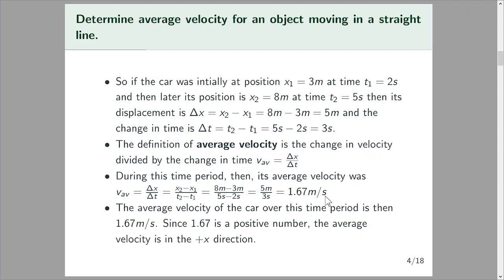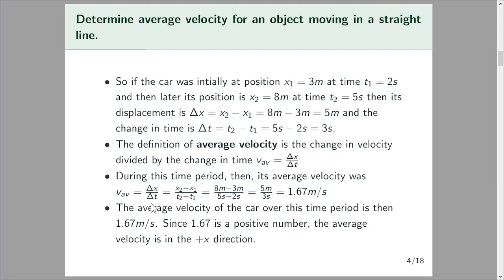or 1.67 meters per second. Notice when we did this, we calculated a velocity, and we got the units we expected to get. We got meters over seconds. We got length over time, right? That's what velocities are. So the average velocity over this time period is 1.67 meters per second. It's a positive number because the car was moving to the right. The velocity is in the positive x direction from our first picture.